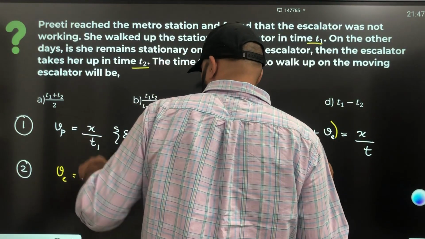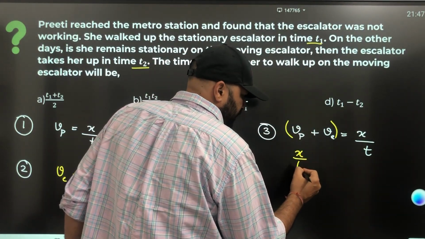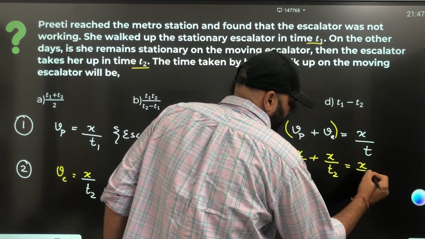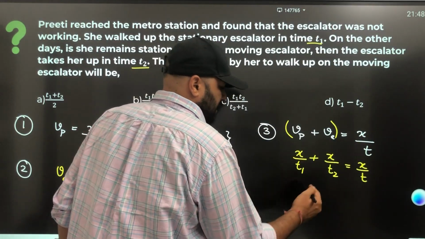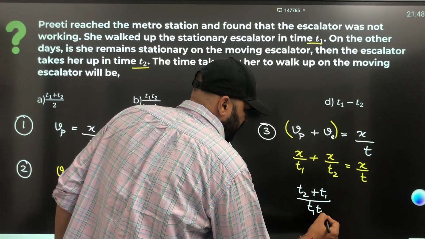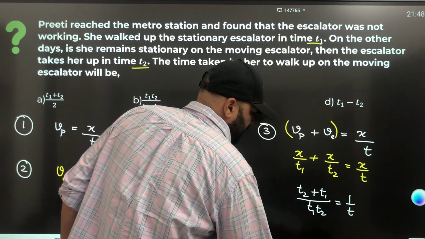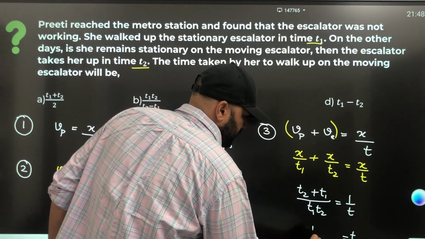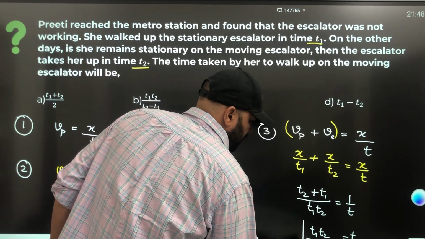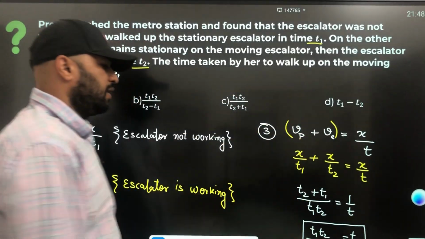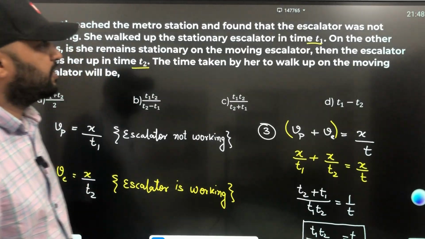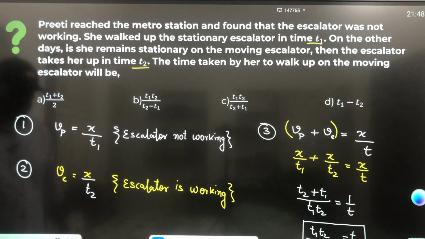So let's substitute both the velocities. Vp is nothing but x by t1 and Ve is nothing but x by t2, and that will be equal to x by t. Let's cancel out all the x here and take the cross multiplication. So (t2 plus t1) divided by t1 t2 will be equal to 1 by t. So t will be nothing but t1 t2 upon (t1 plus t2). So this will be the time taken in case Preeti is moving on the running escalator. Be very careful. I hope this is clear. Very interesting problem, PYQ from the NEET examination. Let's see the next one.